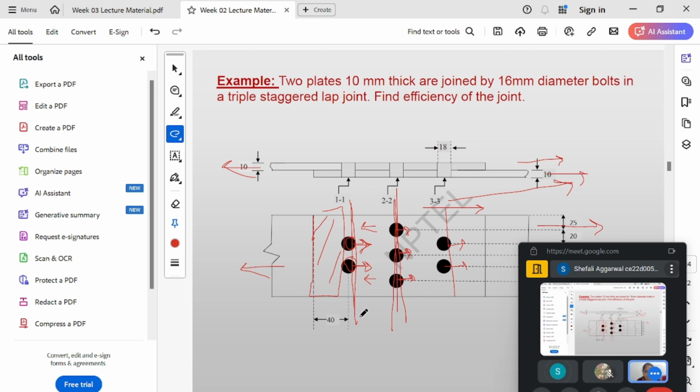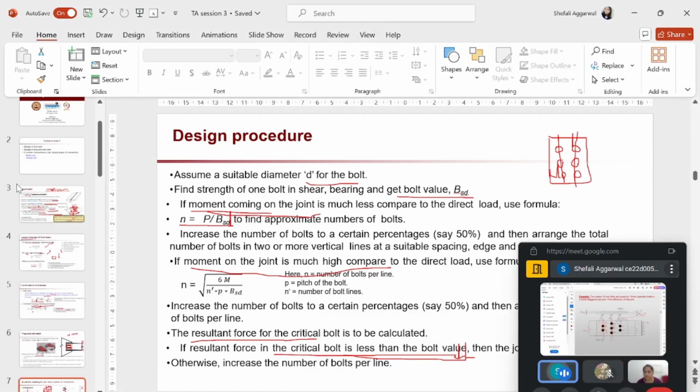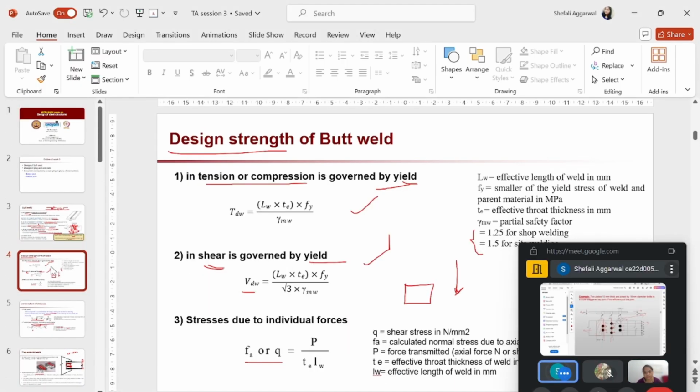And also, sorry, ma'am, for extending the time so much. Today's question where I was confused was which is governing, either yield or fracture strength. It is actually given in the slides also. Is yield only for butt weld or any weld? It is only for butt weld, I think. Yes, only for butt weld.